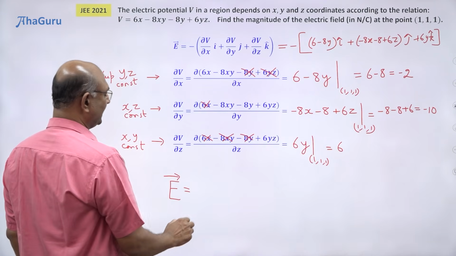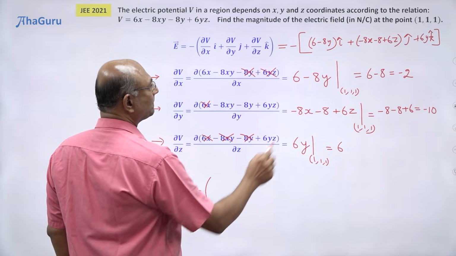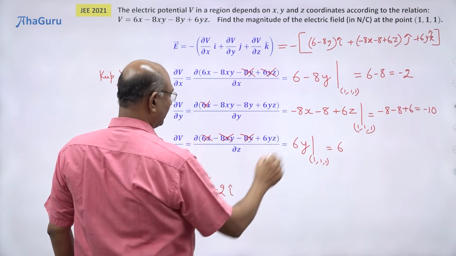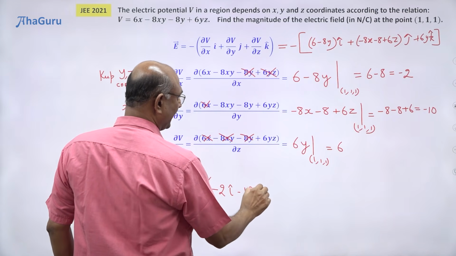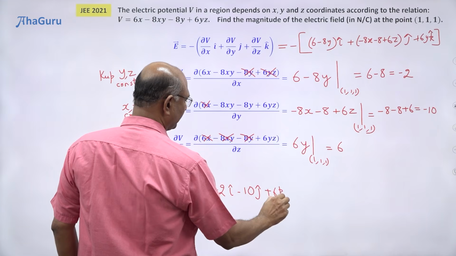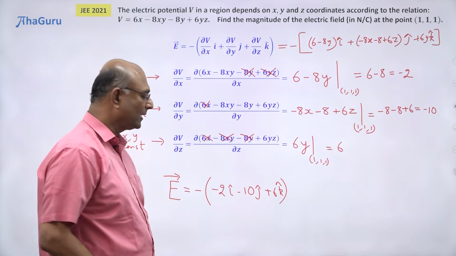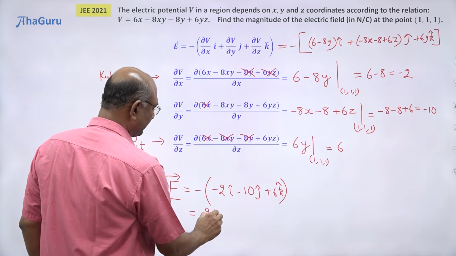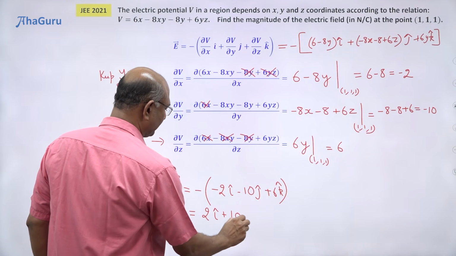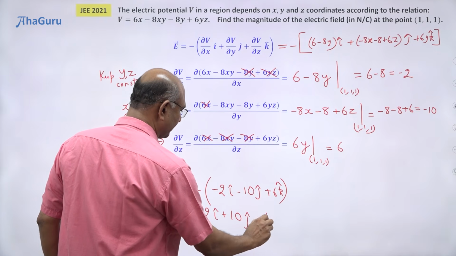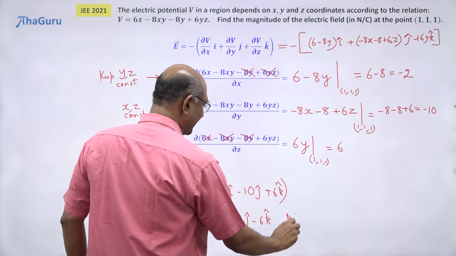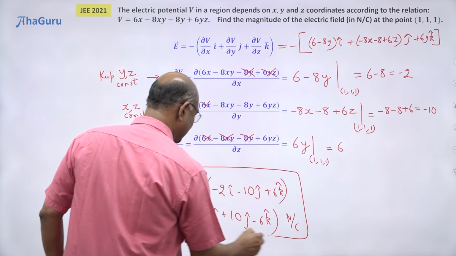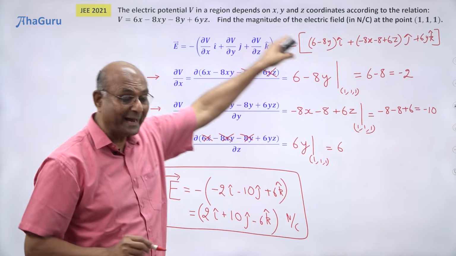The electric field vector is minus of minus 2 I cap minus 10 j cap plus 6 k cap. Okay? Or if I want to take this minus out, I can write 2 I cap plus 10 j cap minus 6 k cap. This will be newtons per coulomb. Now I've got the vector form of the electric field. What is the question? Is it asking you the vector? No, it's asking you the magnitude.